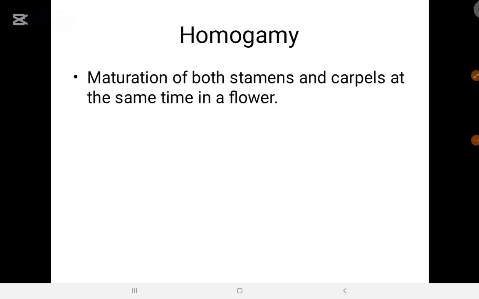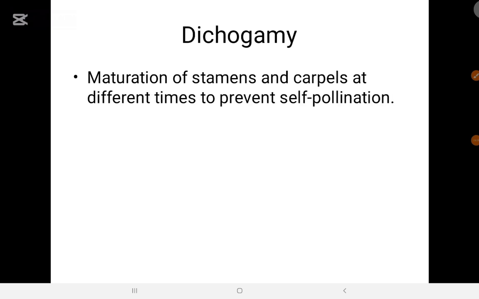Then homogamy means maturation of both stamens and carpels at the same time in a flower. And then dichogamy means maturation of stamens and carpels at different times. You've heard of the word dichotomous. Dicho actually means two parts, two different parts. Is that okay?